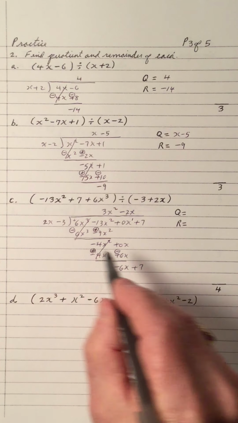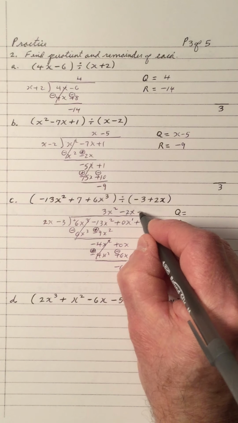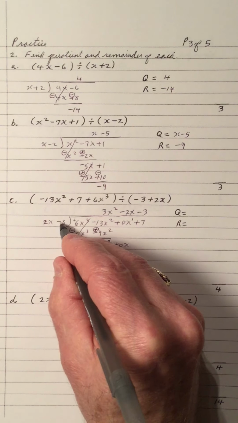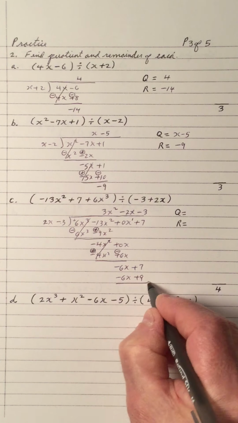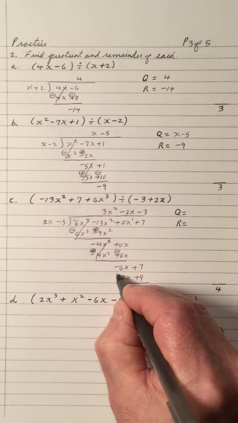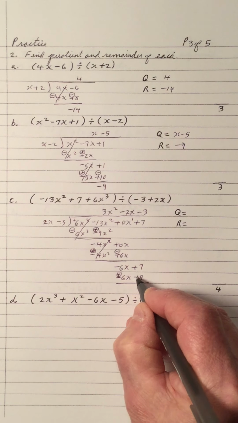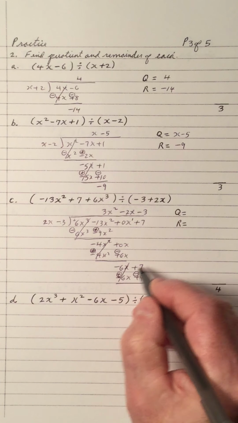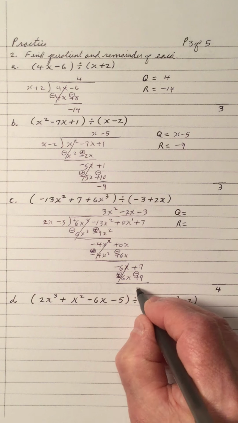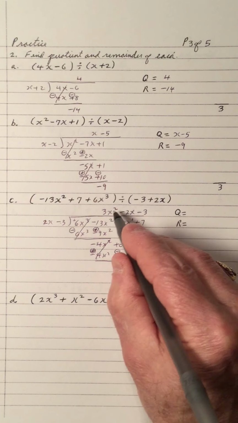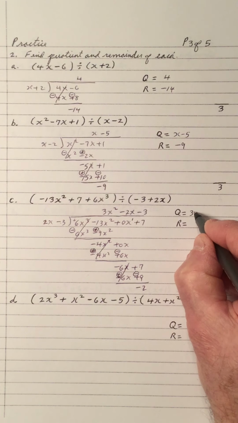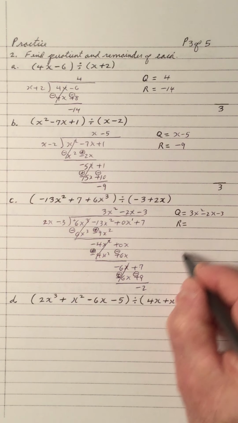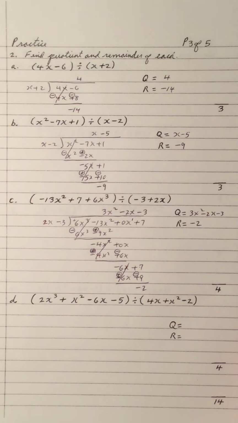And 2x into negative 6x is a negative 3. Multiply back. Negative 6x. Negative 3 times negative 3 is a plus 9. Now, let's see if I can do this right. The minus becomes a plus. The plus becomes a minus. Done. Negative 6 plus 6 cancels out. Plus 7 minus 9, negative 2. So my quotient this time is a trinomial, 3x squared minus 2x minus 3, and my remainder is negative 2.